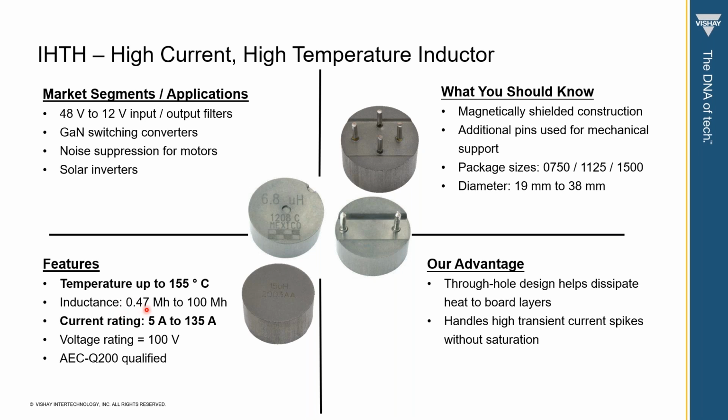Inductance is from 0.47 to 100 millihenry. Current rating can be up to 135 ampere. Voltage is 100 volt. Okay. This is the package size available: 0750, 1125, 1500. The diameter can be from 90 mm to 38 mm. What is the Vishay advantage? This is a through hole design which helps dissipate the heat to the board level. And this can handle high transient current spikes without saturation.